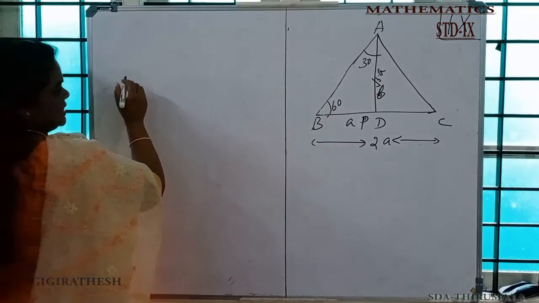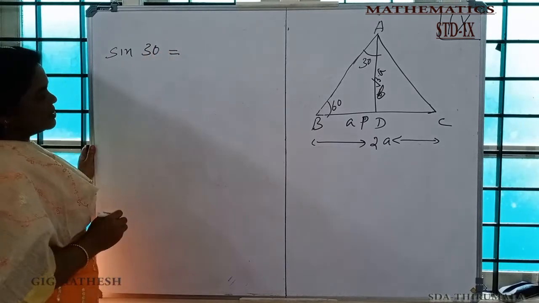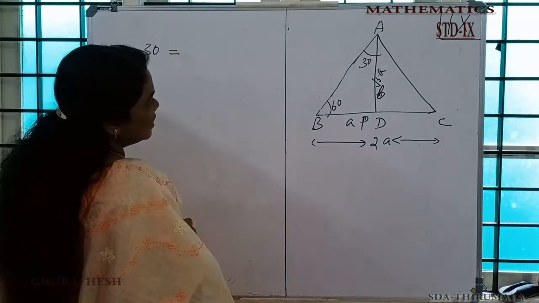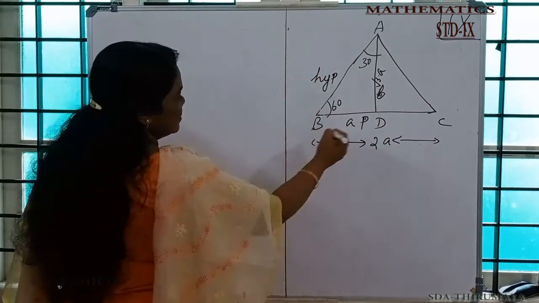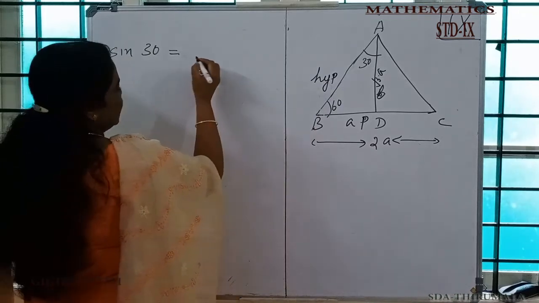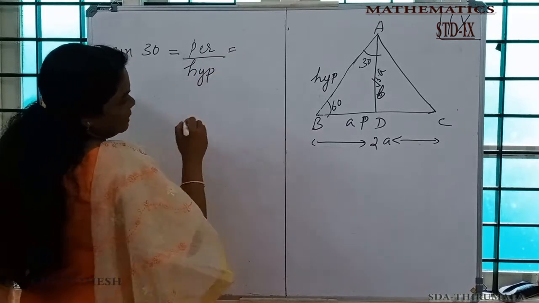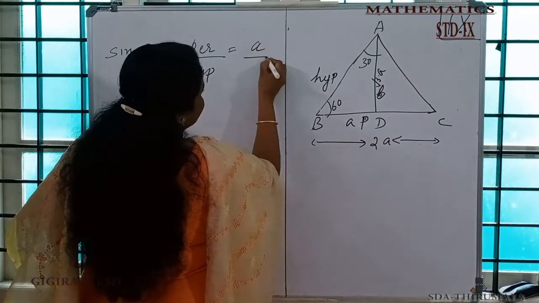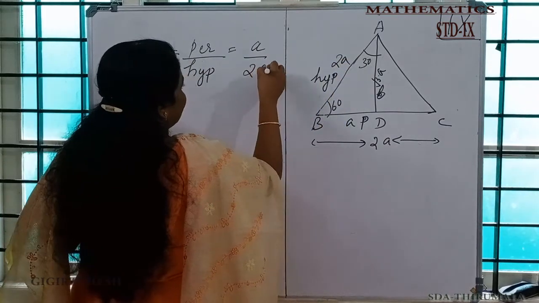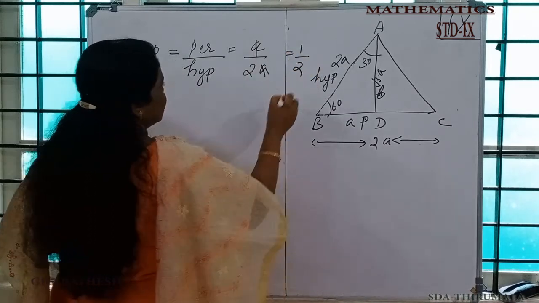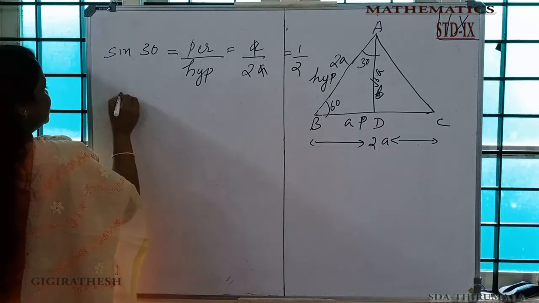First of all, sin 30 is equal to perpendicular by hypotenuse. This is the hypotenuse and this is the perpendicular. Perpendicular is a and hypotenuse is 2a, and cancelling a we get 1 by 2.